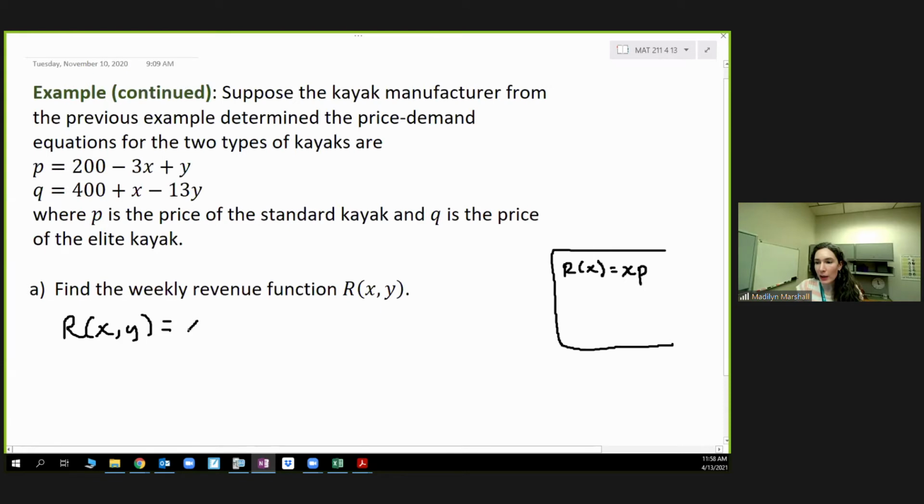So the standard kayak, we're producing X of those, and they are selling at P dollars. And our elite kayaks, we are selling Y of those, and they are Q dollars each. So this is what we're told P and Q represent. P is the price of the standard and Q is the price of the elite. So this is sort of the basic structure of our revenue function, but of course we want it in terms of just X and Y.